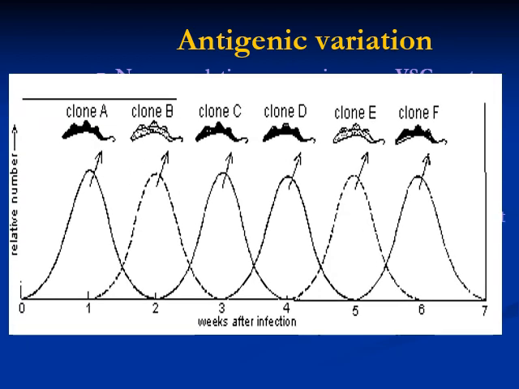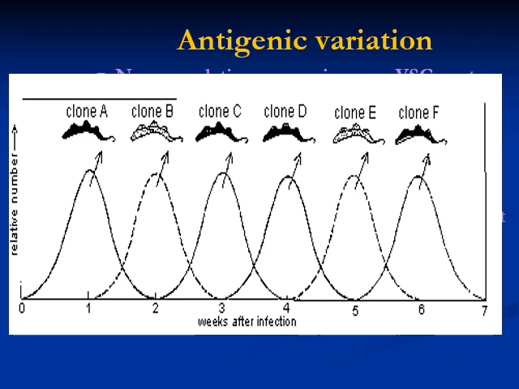This picture indicates what we talked about. In the first week, clone A of VSG is present, then the immune response kills it. In the second week, clone B is present, the immune response will kill this type, then the parasite will produce clone C of VSG, and so on.